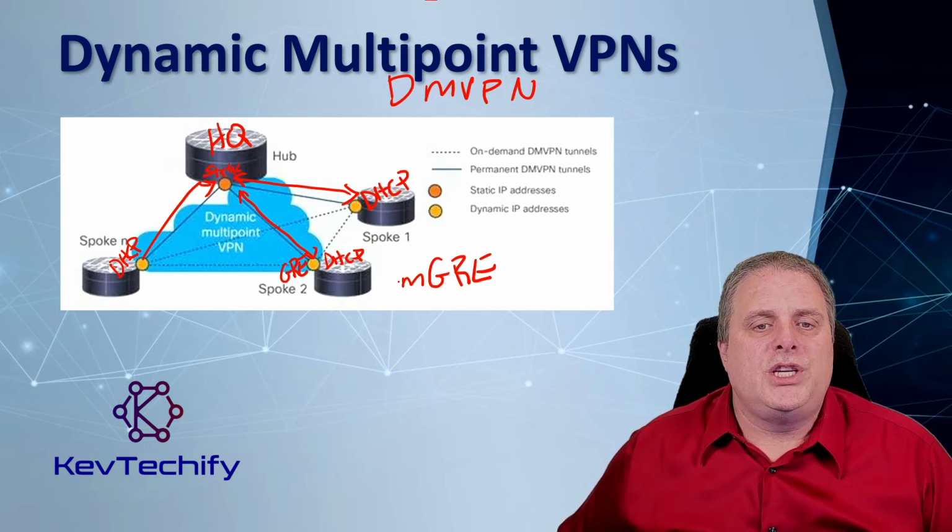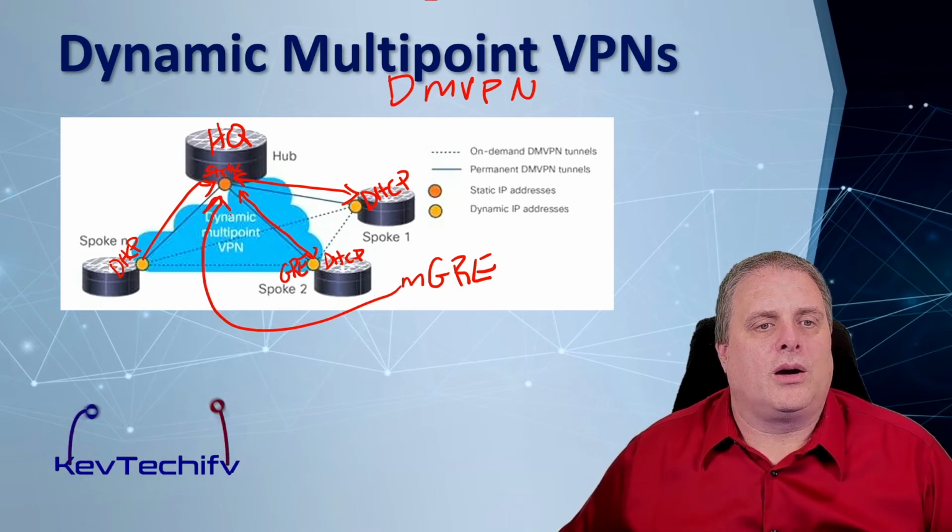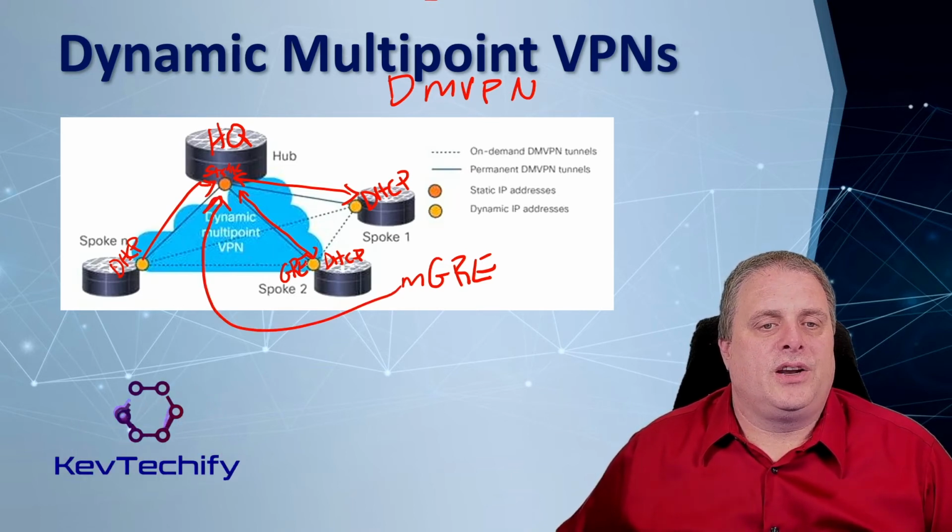And so this mGRE isn't configured necessarily on the ends of the spokes, but it's configured up here on our hub. It gets configured there, and then we can have our multiple GREs from each one of these spokes connected in.